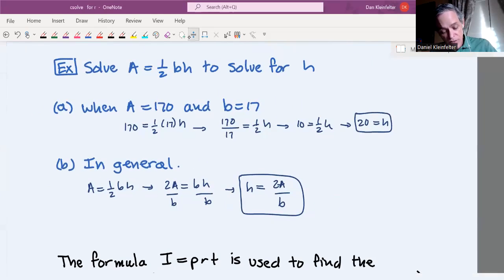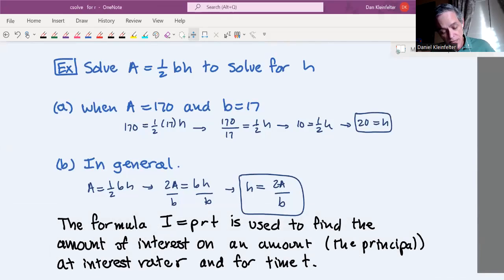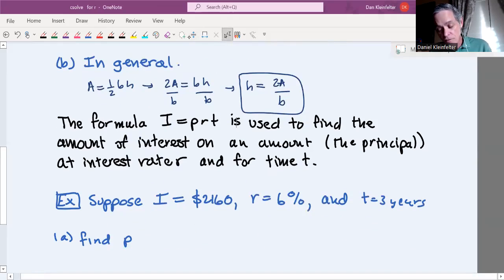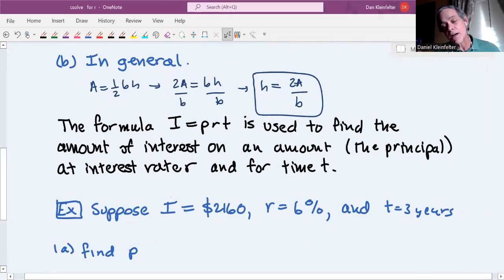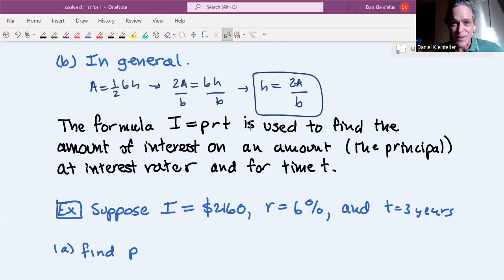Okay, the next formula involves simple interest, or the calculation of simple interest. The formula, I equals P times R times T, is used to find the amount of interest that is either paid or received, depending on your position, on an amount called the principal at an interest rate of R and for a time of T. There are basically two different ways of calculating interest: simple interest and compound interest. Compound interest is dealt with at another time. Right now, simple interest is calculated using this formula.